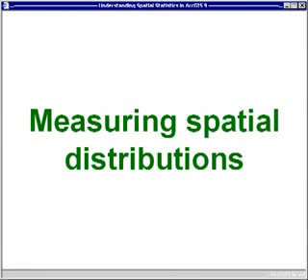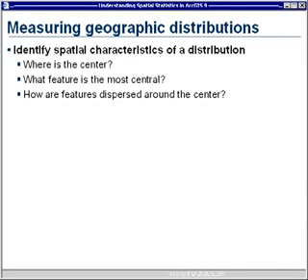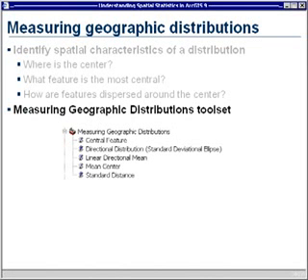Now let's talk about how we can measure the spatial distributions of our features. When we measure the distributions of spatial features, we're interested in answering simple questions. Where is the geographic center of all my features? Or which feature is most centrally located? Or how are features dispersed around the center? The tools in the Measuring Geographic Distributions toolset are the tools you will need to answer these and other simple questions about your data.